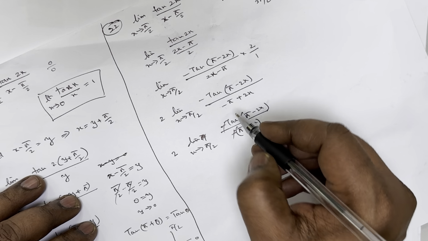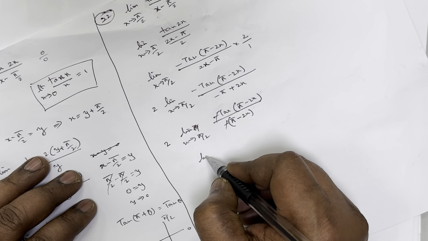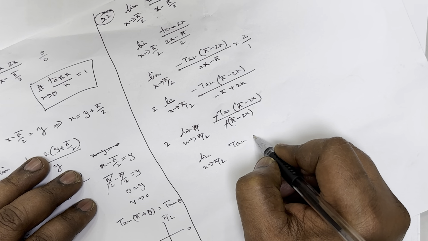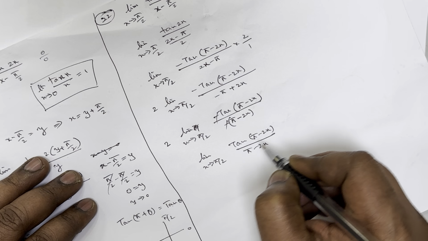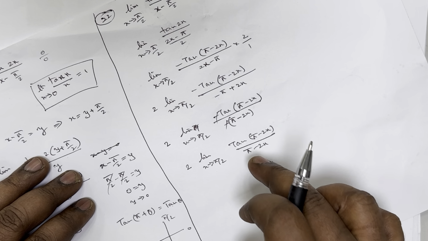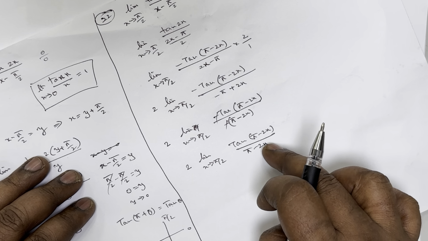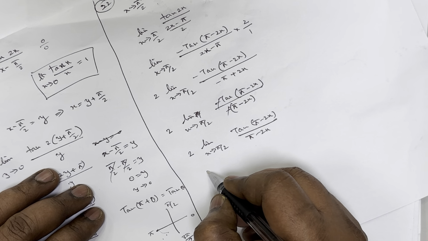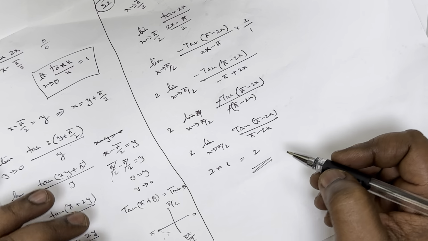Now this resembles the theorem, that is, limit x tends to pi by 2 of tan of pi minus 2x upon pi minus 2x, multiplied by 2. So now this resembles the theorem. By applying the value of x, this will be 0 upon 0, which is 1. So we'll get 2 multiplied by 1, which is equal to 2. That's it. This is the answer.